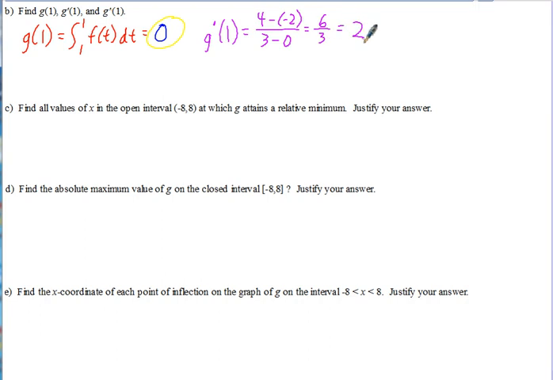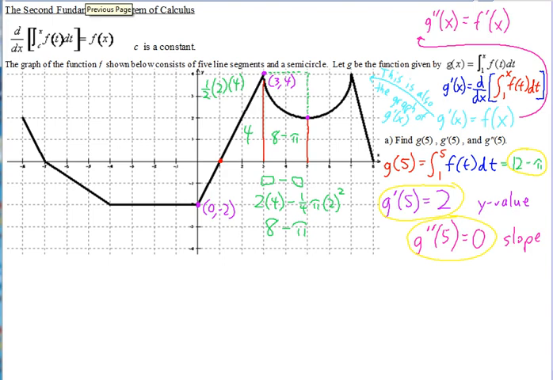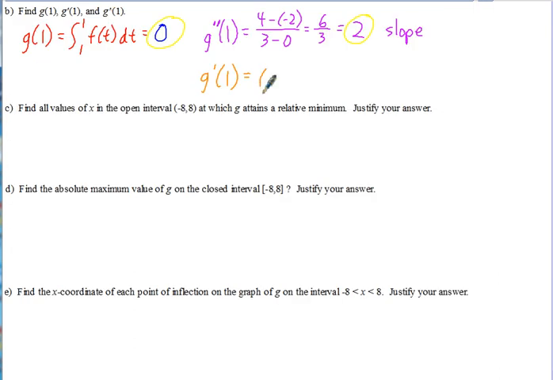So G prime of 1, the slope of that, is 2. Oops, wait, mistake. This is actually G double prime. Getting ahead of myself. So we're looking at the slope, it's G double prime of 1. Because we have the graph of G prime, the slope there is 2, so that's what G double prime was. For G prime of 1, we have the graph of G prime, so we're just looking at the y value. So if we go back here, we put this point again right here, you can see the y value is just 0 there. So G prime of 1 is 0.